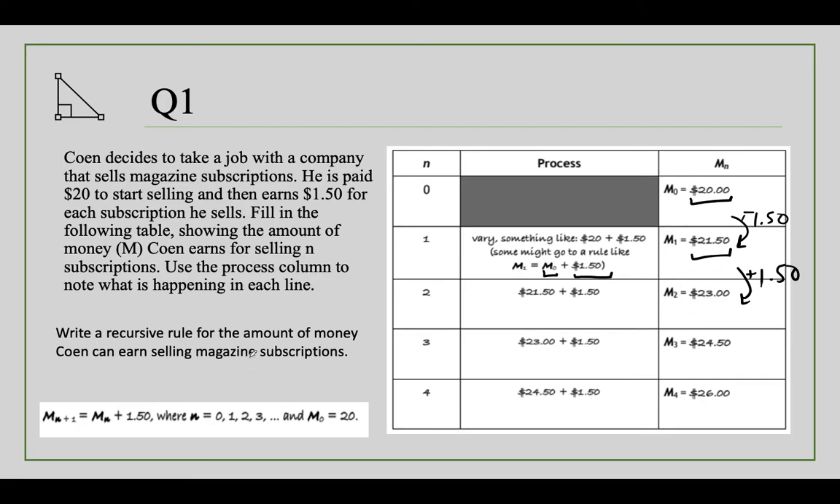So if we're going to write a recursive rule for this, it's going to be M sub n equals M sub n minus 1 plus the common difference, which is $1.50. You can also write it like this. So let's say I add 1 to this, I can also add 1 to this and get M sub n plus 1 equals M sub n plus $1.50, where M sub 0 is 20.